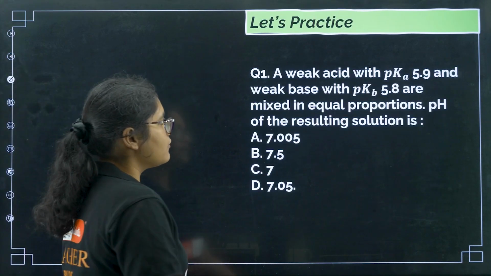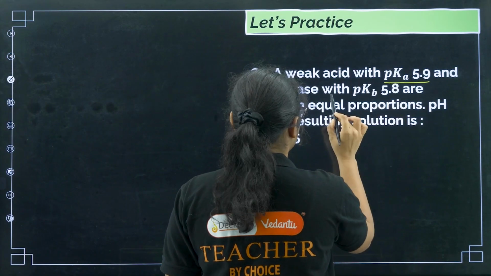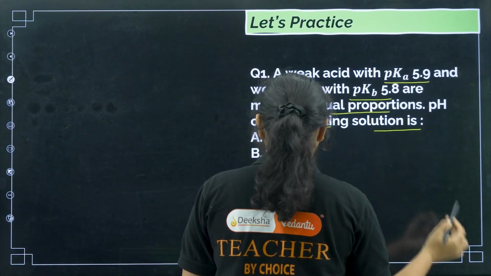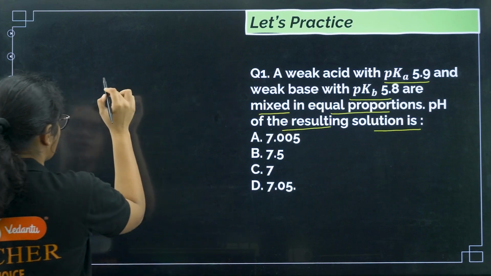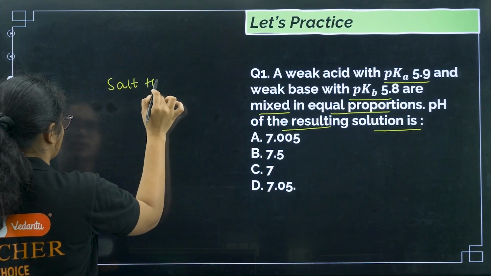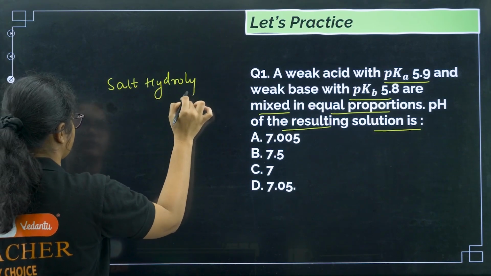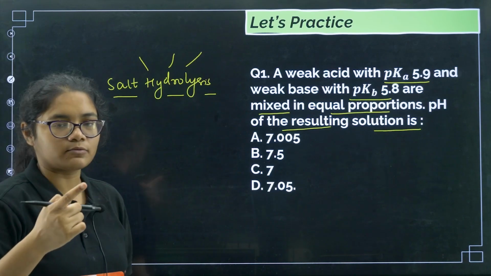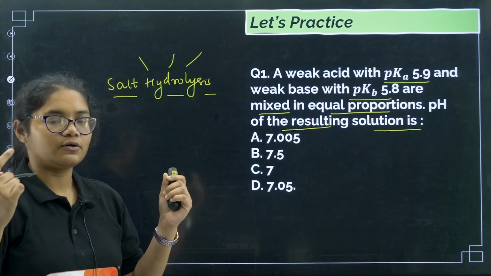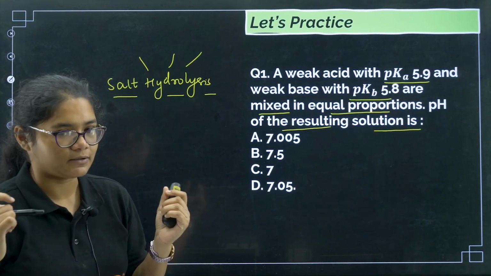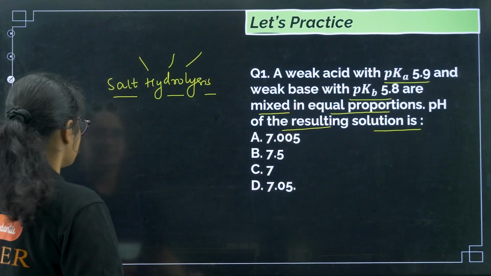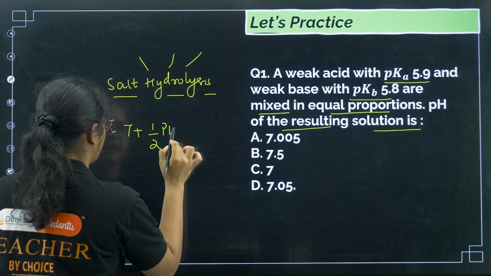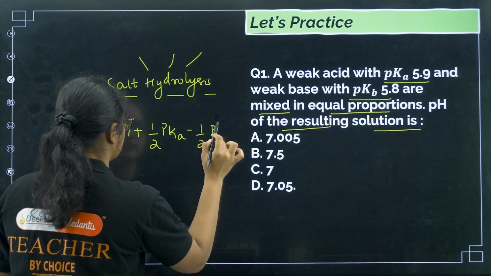Next, question number 1. A weak acid with pKa value and a weak base with pKb are mixed in equal proportions. pH of the resulting solution is. So this question is from salt hydrolysis. In this, if you remember, we had 4 cases: strong acid strong base, strong acid weak base, weak acid strong base, weak acid weak base. So this is weak acid and weak base. So what was the pH formula there? 7 plus half pKa minus half pKb.